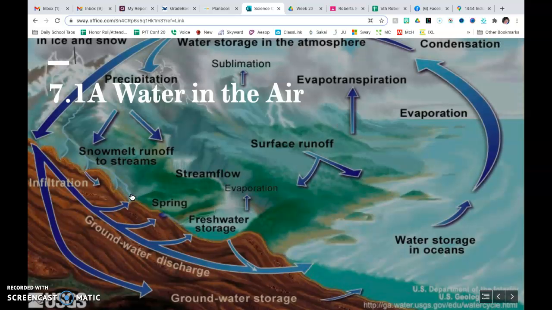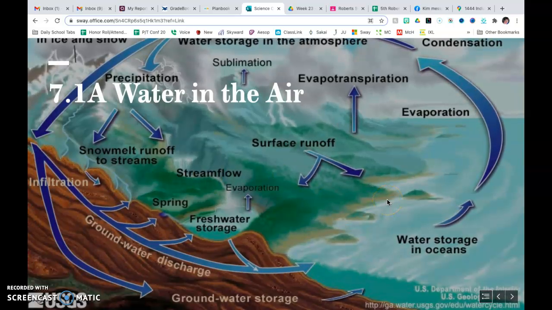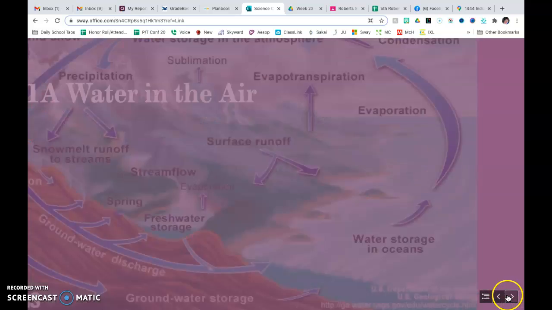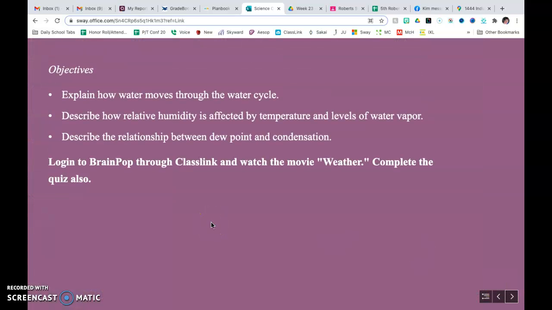So 7.1a, our lesson today is water in the air. We have 3 objectives. Explain how water moves through the water cycle. Describe how relative humidity is affected by temperature and levels of water vapor. And describe the relationship between dew point and condensation.